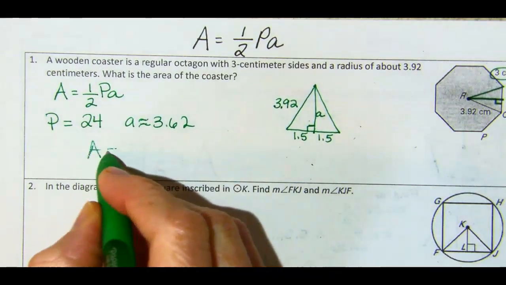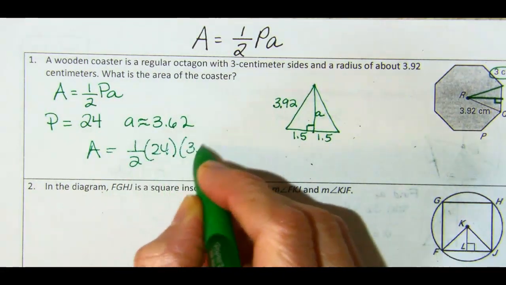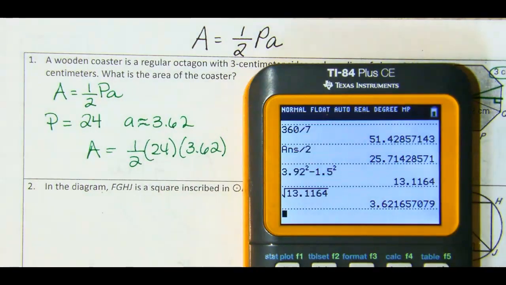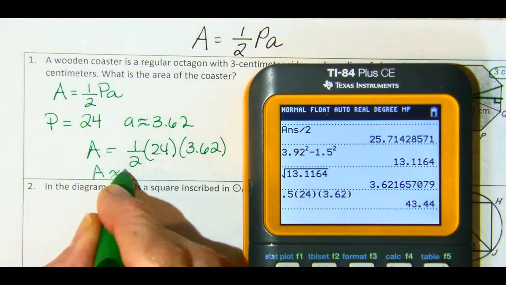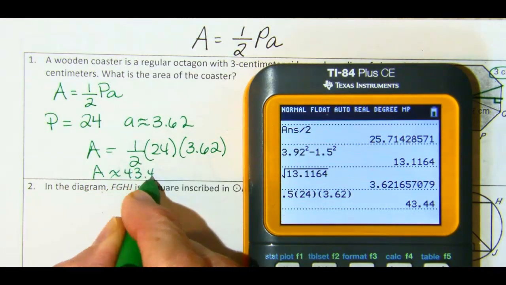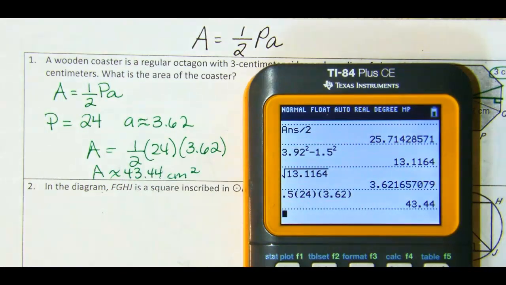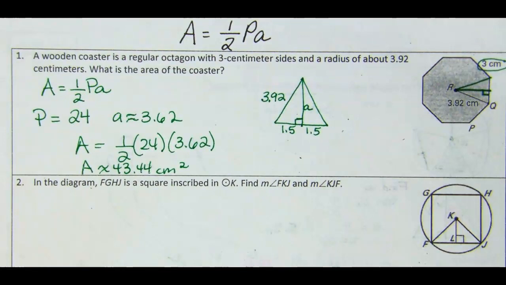So area equals 1/2 times 24 times 3.62. The calculator will do that work for us. So 1/2 times 24 times 3.62. We're going to get the area of the wooden coaster is about 43.44 square centimeters.